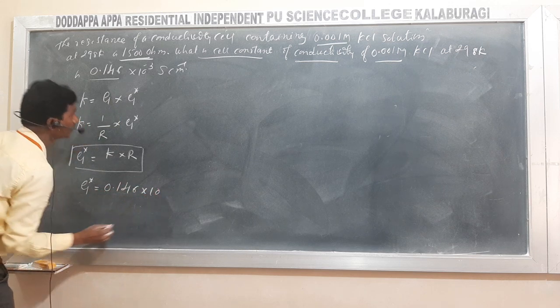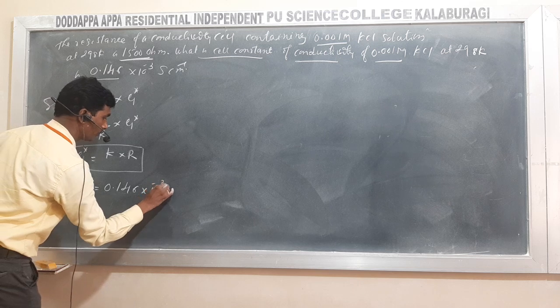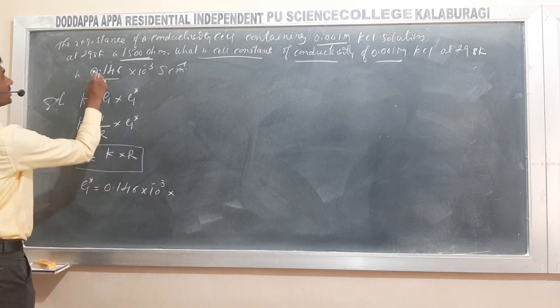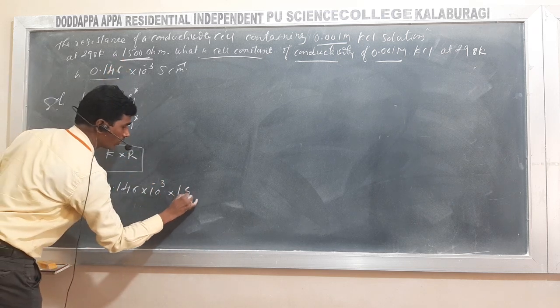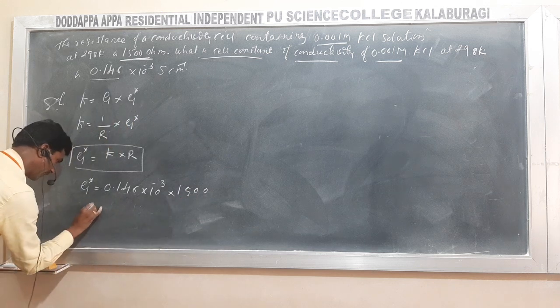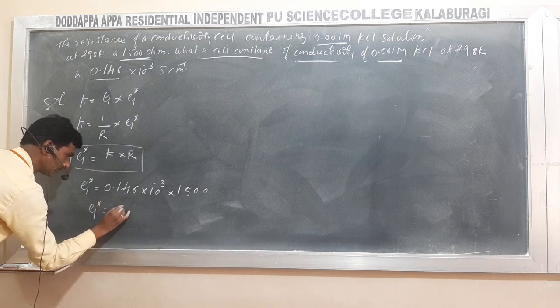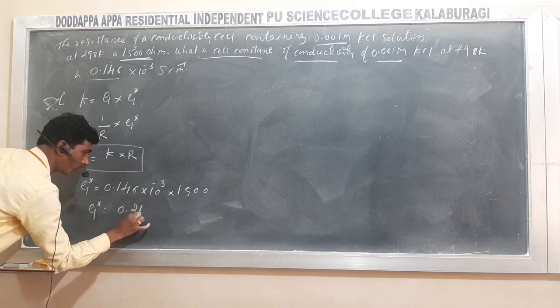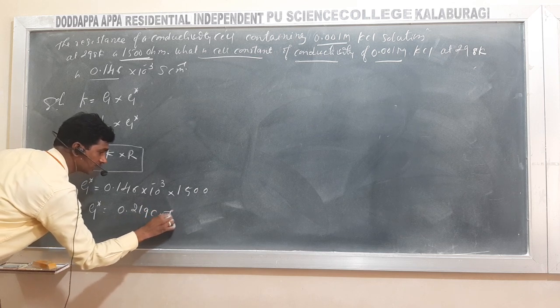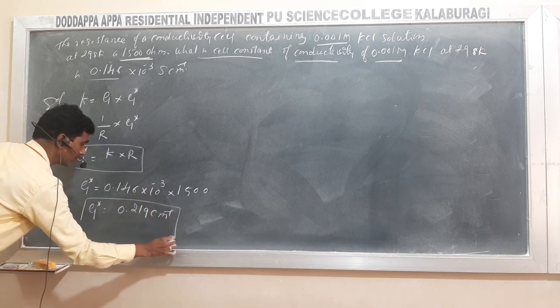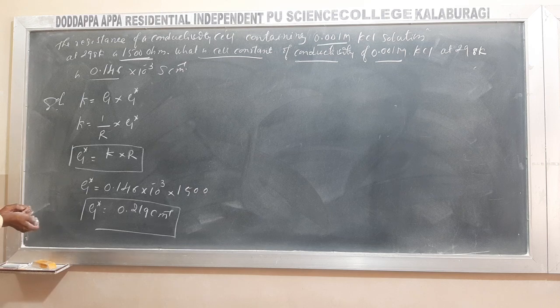0.146 into 10 to the power of minus 3. The resistance is 1500. So we can get G star equals 0.219 per centimeter. So this is nothing but the cell constant.